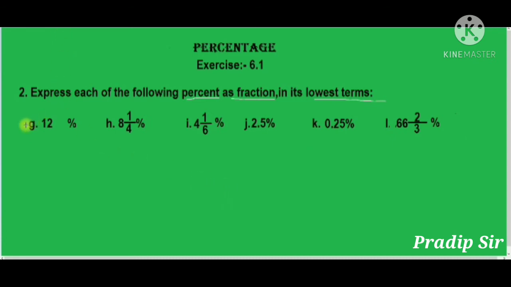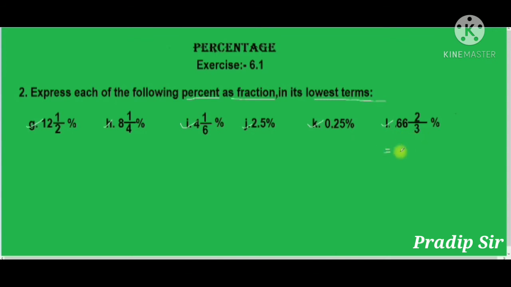Now question number G, H, I, J. This is similar to that, so you can do G, H, I, J, and they are also similar. Where a percent decimal is given, first you convert it into fraction form, then since the percentage is there, you write 100 in the denominator. Now here is 0.25%, and then this one is F, 66 2 by 3%.